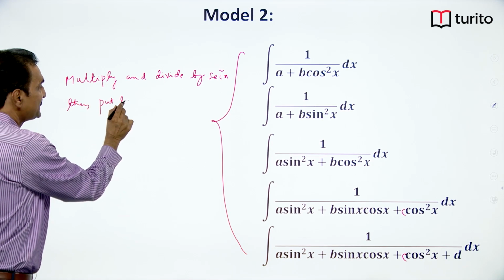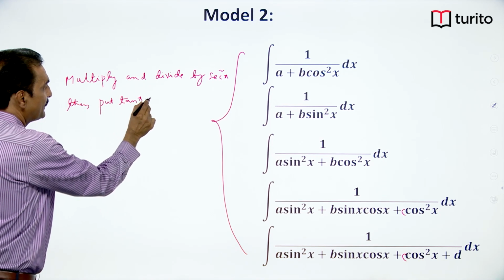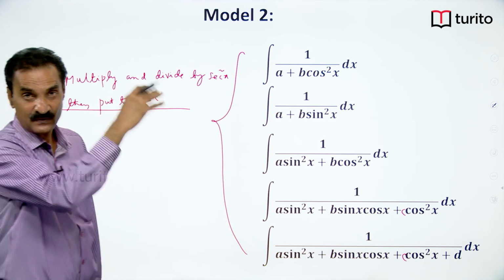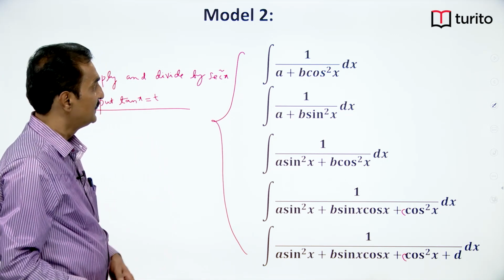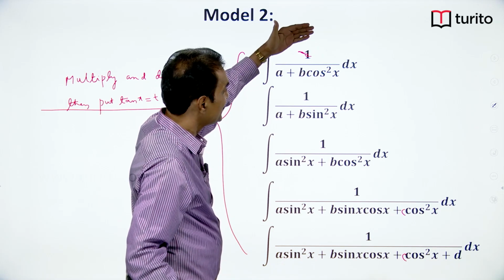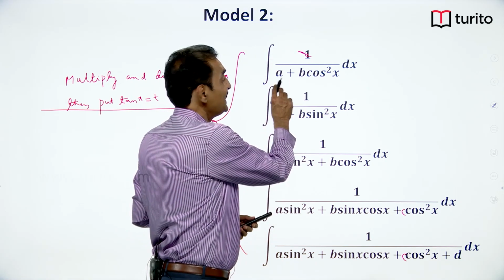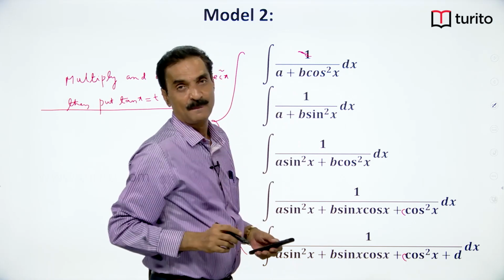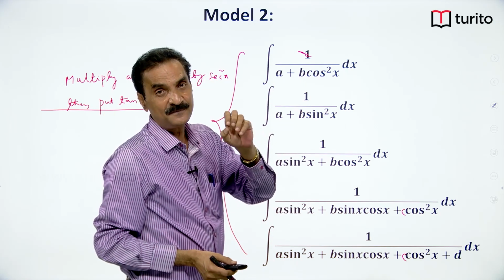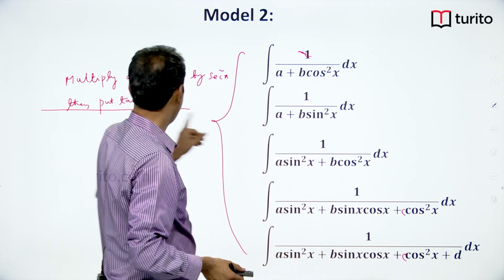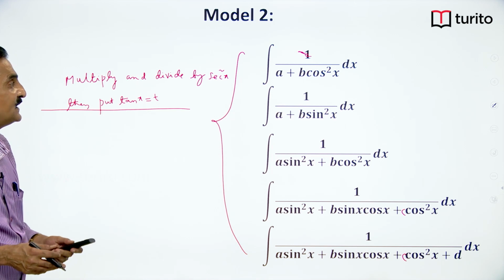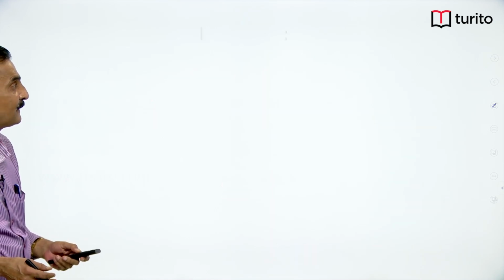Put tan x is equal to t. This is the standard method for all these 5 forms. Multiplying by secant square x, the numerator will be secant square x, and the denominator will be a secant square x plus b. Then you can write the denominator in terms of tan x, put tan x is equal to t, and you will be able to calculate.